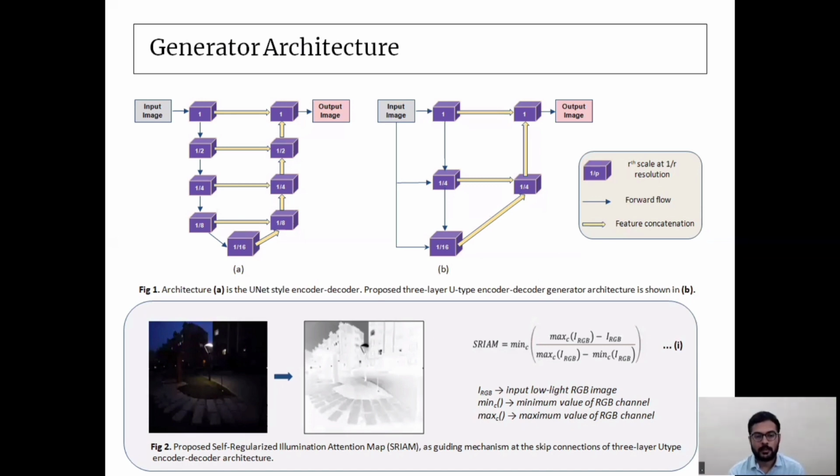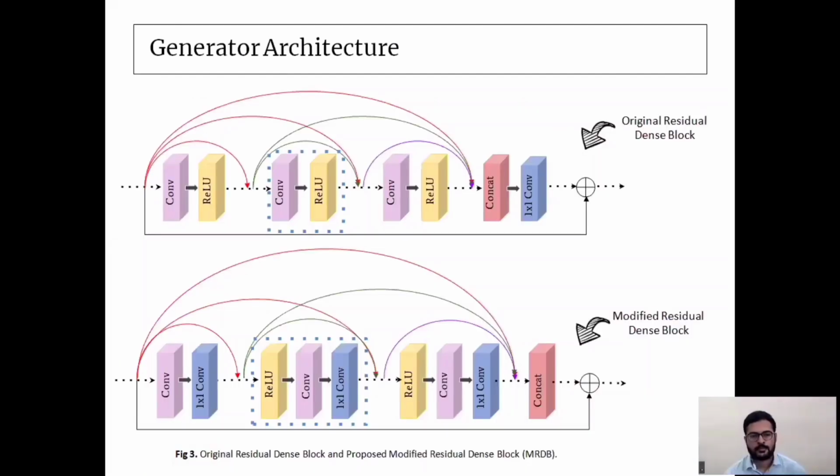Unlike an attention map based upon an illumination map, we propose an attention map dependent on the maximum and minimum intensity values of the three RGB channels. We adopt a self-regularized illumination attention map as computed in equation 1 for a guiding mechanism within the skip connections.